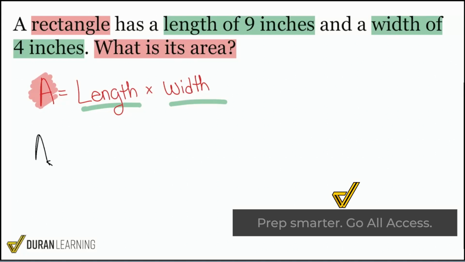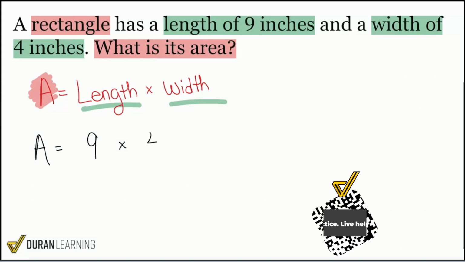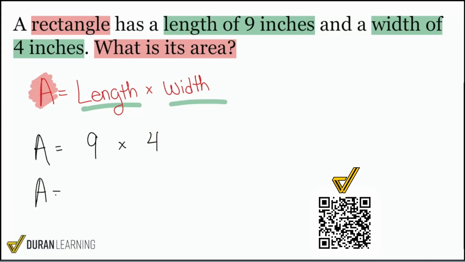So here we go. Area equals, the length was 9, the width was 4. Everybody, the answer here is area equals 36 inches. Is that correct? Correct? Yeah, right? 36, right?